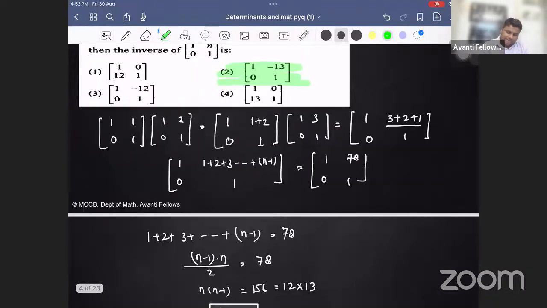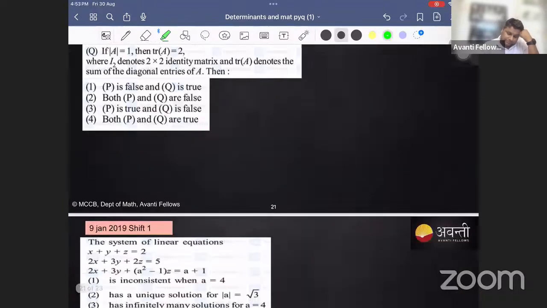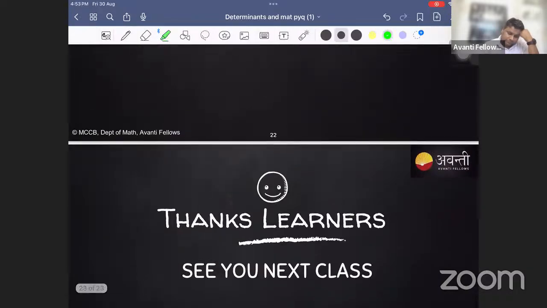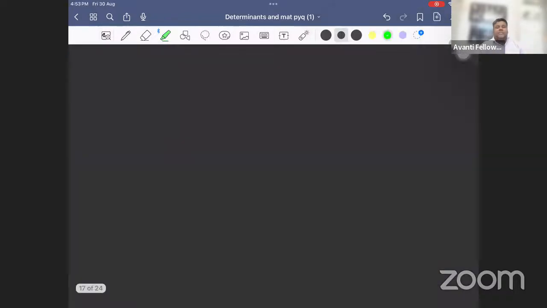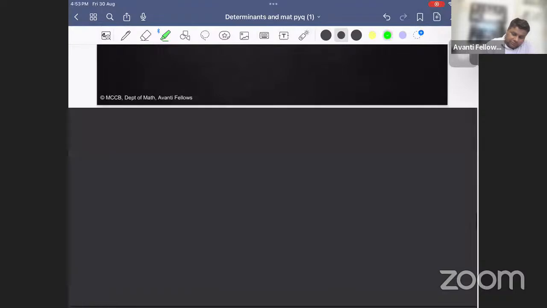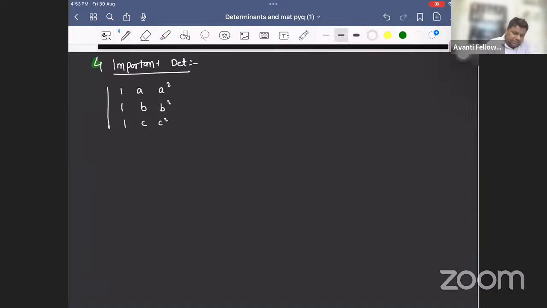Now, one thing I would also like to tell you in matrices: there are 4 important determinants which I think you should remember, which are used very frequently. Got it? So it is like 4 important determinants. The first is the determinant 1, a, a square; 1, b, b square; 1, c, c square. This is equal to (a minus b)(b minus c)(c minus a). If you see any determinant in this form, its value is (a minus b)(b minus c)(c minus a).